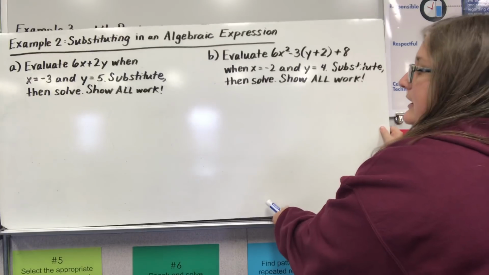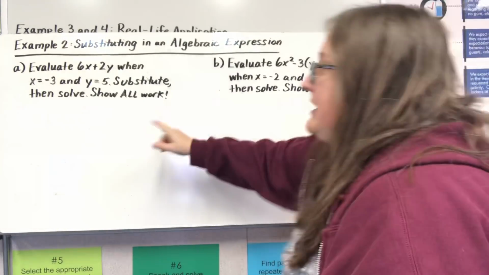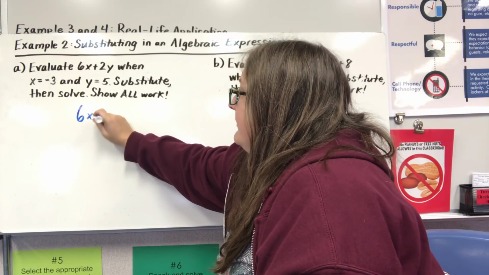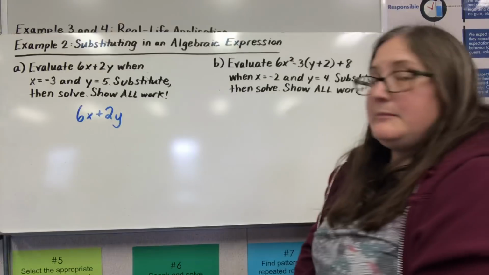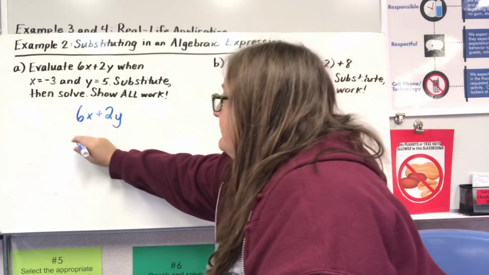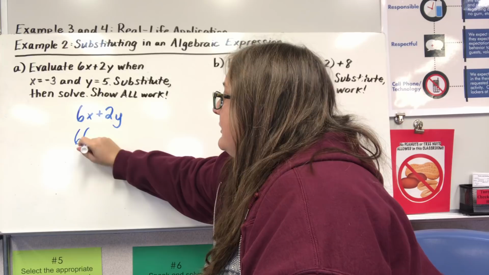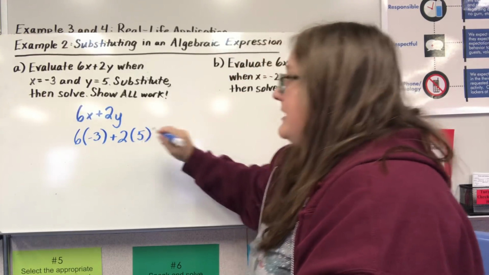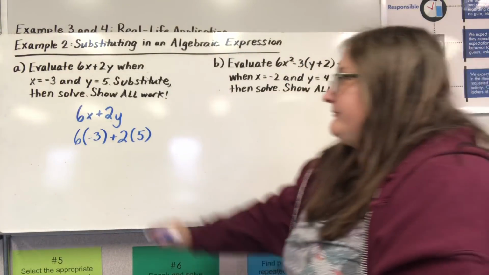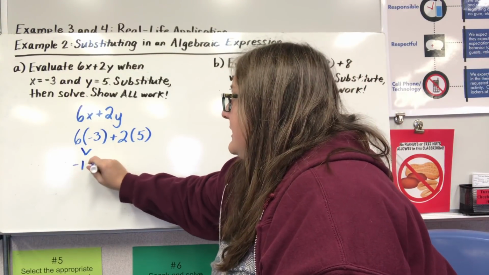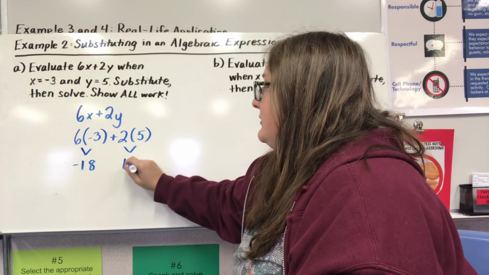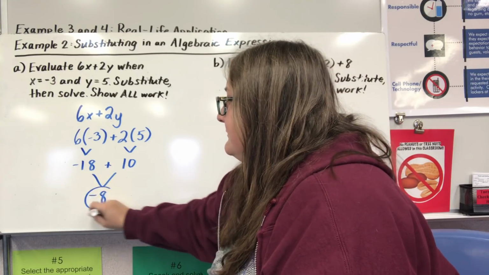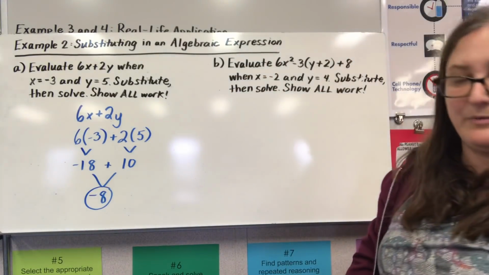All right, substituting in an algebraic expression. So here I'm being given the algebraic expression 6x plus 2y. And they're telling me what x is and what y is. So the first thing I'm going to do is substitute. Instead of x, I'm going to put in -3. And instead of y, I'm going to put in 5. Then I'm going to solve. So I have to multiply first. So my multiplication here will give me -18. And my multiplication here will give me 10. And then lastly, I will add, and I get -8 as my final answer. Showing all my work there.